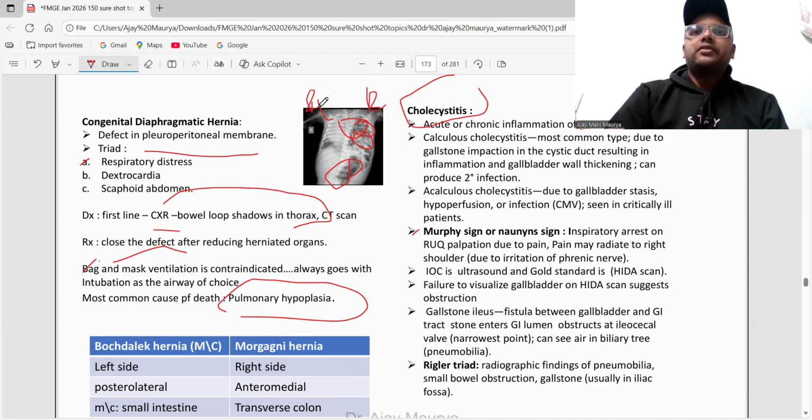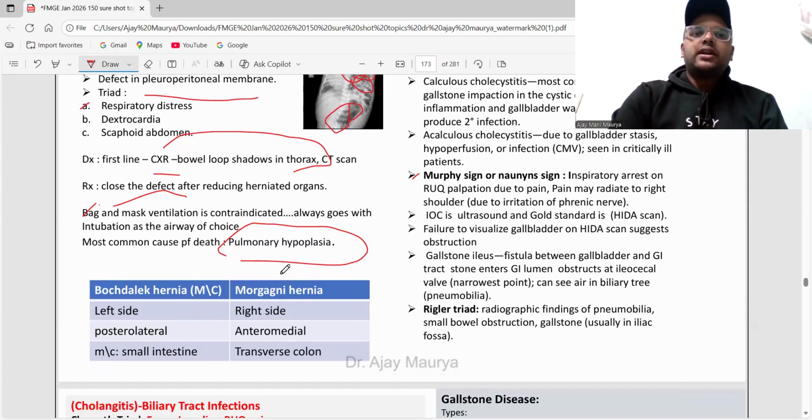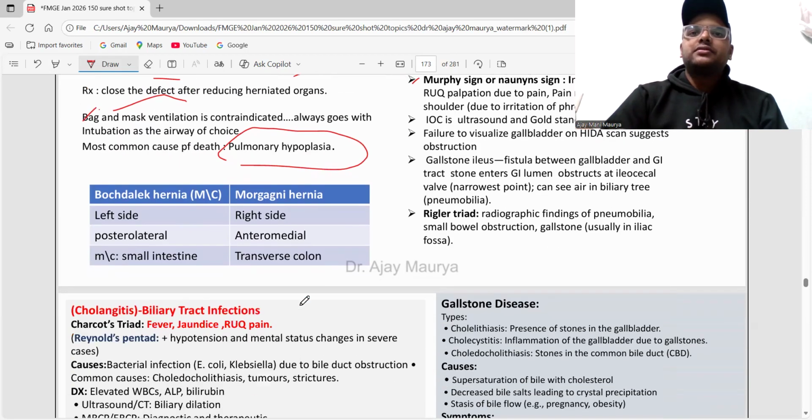So tell me what type of hernia it is. Right side. Okay, na? Then it is going to be Morgagni hernia. Among these, the most common is the Bochdalek hernia. Okay, just remember this one.